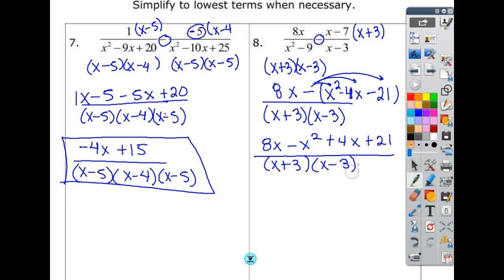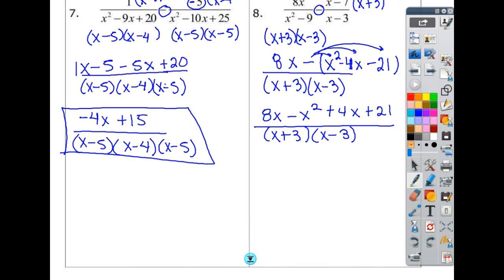Now in the numerator on the top here, what do we need to do? Combine like terms. Good, I heard somebody say it. Now just be careful because that's a negative x squared. And what's 8x plus 4x? Plus 12x, good. And then plus 21 over x plus 3, x minus 3.